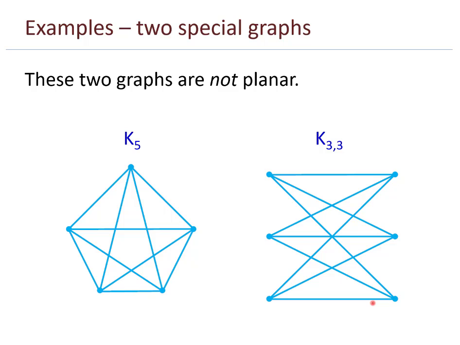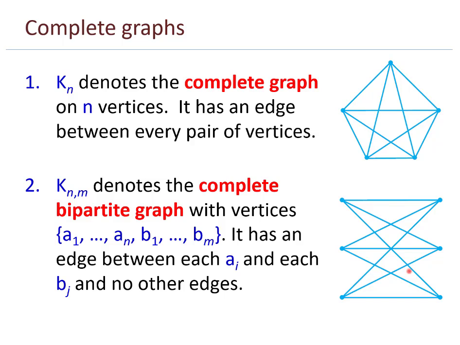It's sort of funny, but these 2 graphs form kind of the fundamentally smallest graphs that you can find that are not planar. I'll explain that more in a second. More generally, I can make a graph called a K sub n.